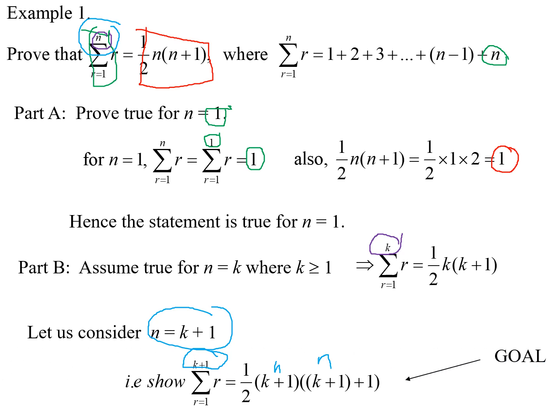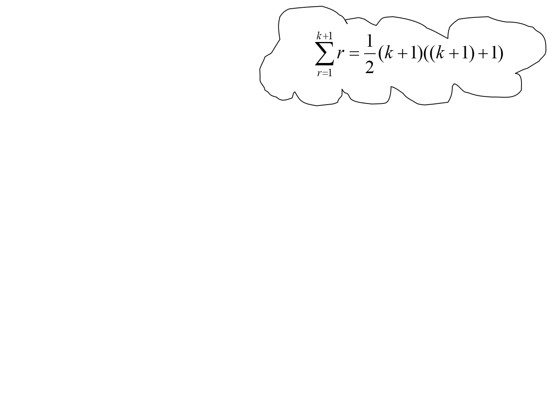So this is our goal. Just bear in mind this is our goal. In order to prove this, I've copied the goal again over here. This was the goal, and we copied it from the previous last line. Next, we need to work out how to actually achieve this goal.